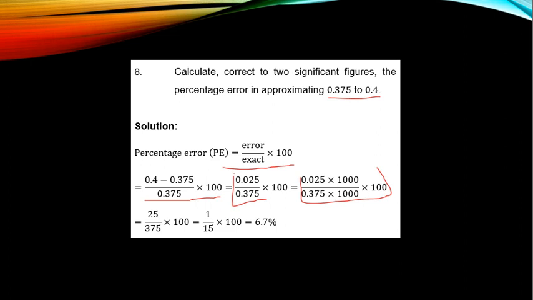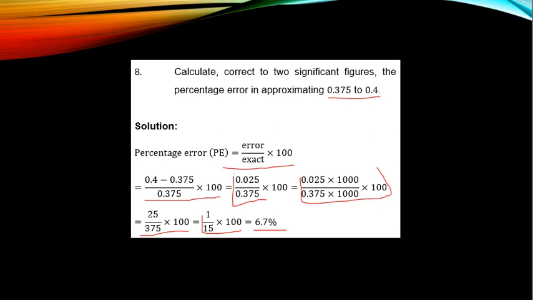So if you multiply 0.025 by 1000, you have 25. And if you multiply 0.375 by 1000, you have 375, then times 100. If you reduce, you have 1 over 15 multiplied by 100, that is 6.7%. So the percentage error in approximating 0.375 to 0.4 is simply 6.7% from the computation.